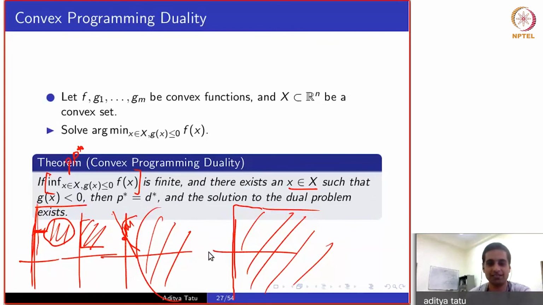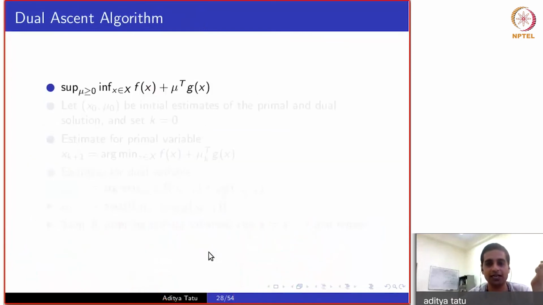I know I have not proved this, I'm just hoping that this geometric picture gives you enough intuition to understand these statements. Because once this strong duality is guaranteed, then you can go ahead and solve the optimization problem by solving the dual problem, which is stated over here.